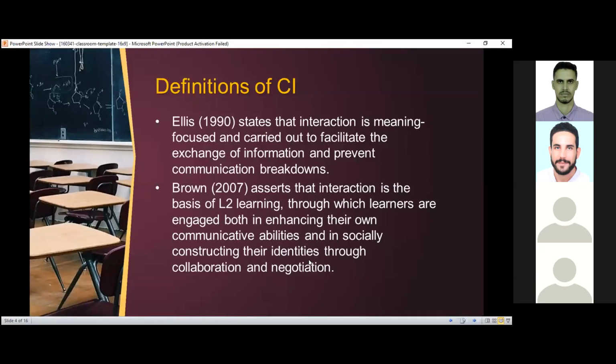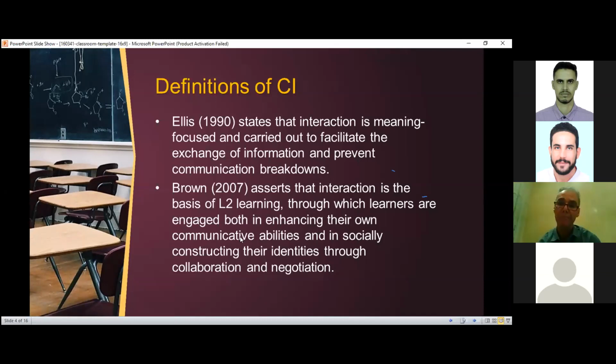For the definition of classroom interaction, I relied here on two important definitions for that term. Ellis, 1990, states that interaction is meaning focused and carried out to facilitate the exchange of information and prevent communication breakdowns. That is, Ellis here wants to say that interaction inside the classroom relies heavily on communication. It is the crucial link between the participants who are involved in the learning operation.